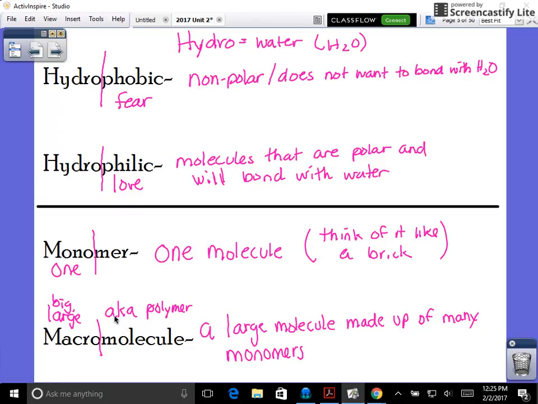And I asked kids today, you know what AKA is? Also known as? A macromolecule is sometimes called a polymer. So if you want to look at a school and think of it as a big macromolecule, you can think of, well, what makes that school? And you can think of all of the bricks that went into it. So that's a good analogy to remember the two terms.